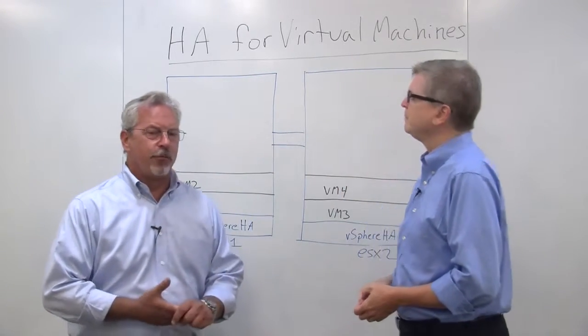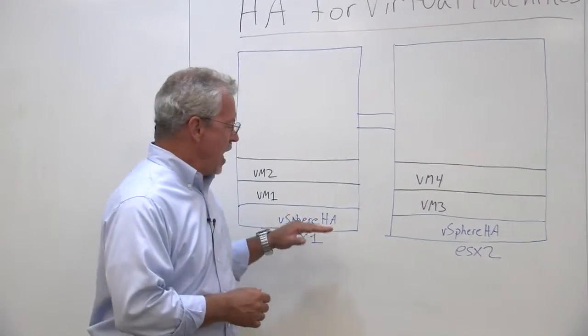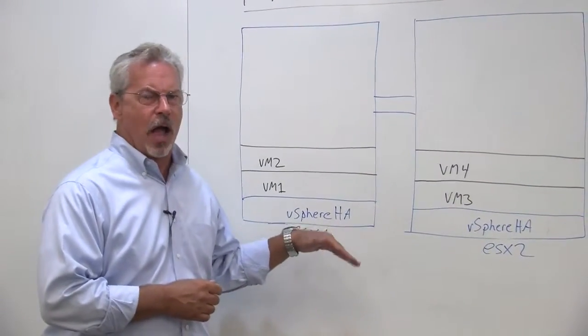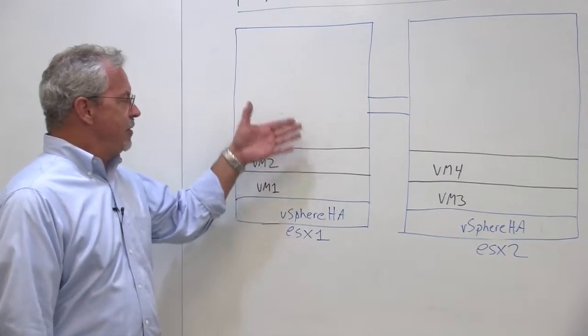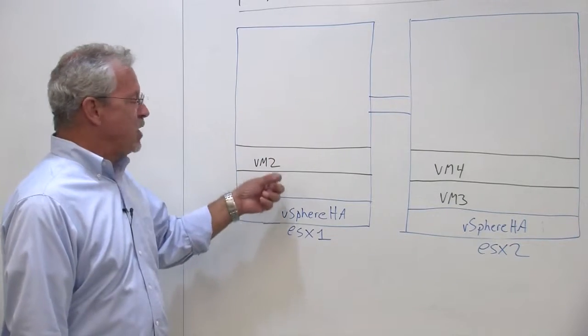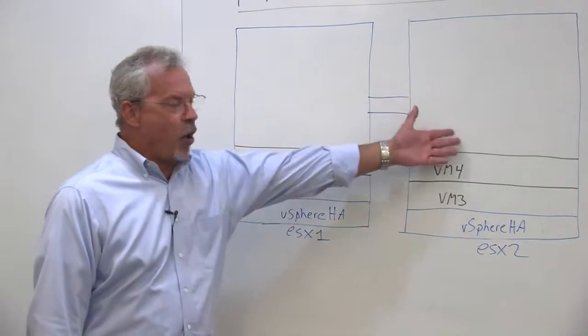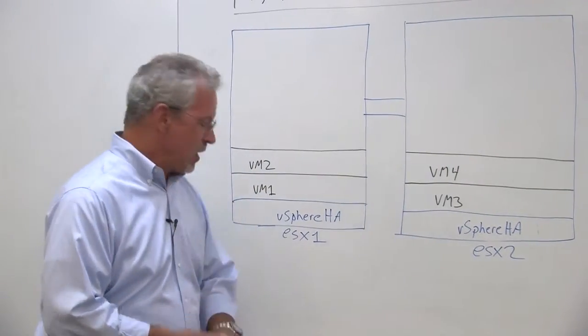Right. So for most of our customers who are running VMware, VMware provides vSphere HA to provide virtual machine level high availability, so that in the event that one of the physical servers in a vSphere HA cluster were to fail, vSphere HA will take care of the failover of the virtual machines that were running on that physical host over to another node in the vSphere cluster.